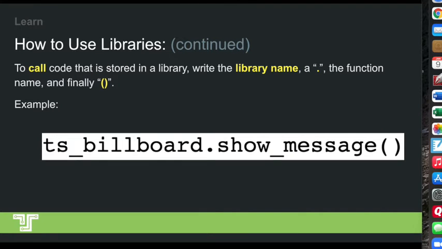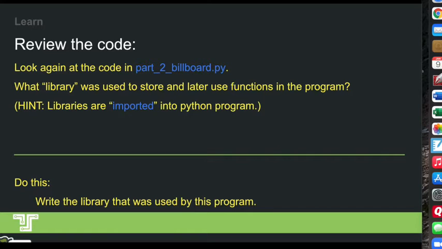Now here's how you use it. You call the function that's stored in a library by writing the library name, followed by a dot, and then the function name, and finally parentheses. So the one that we used for showing messages was ts_billboard.show_message and the parentheses. Now the stuff in the parentheses is known as an argument.